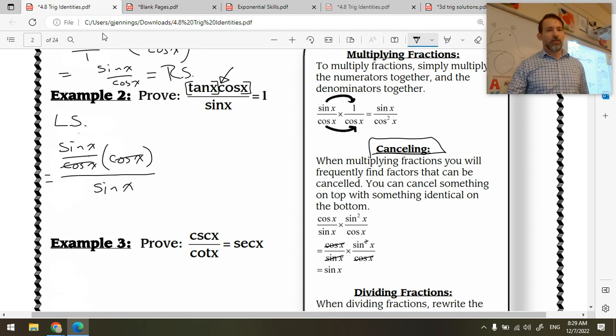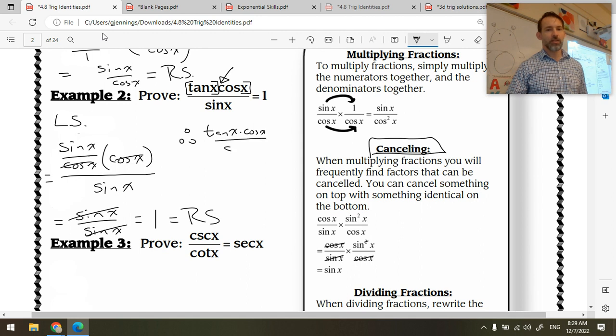And then we would have sine x divided by sine x. Those both cancel, and that equals 1, and that equals the right side. So therefore, tan x multiplied by cosine x, all divided by sine x, will equal 1.